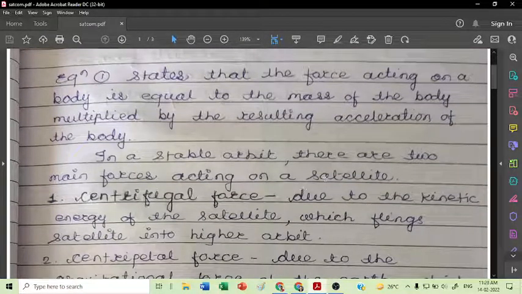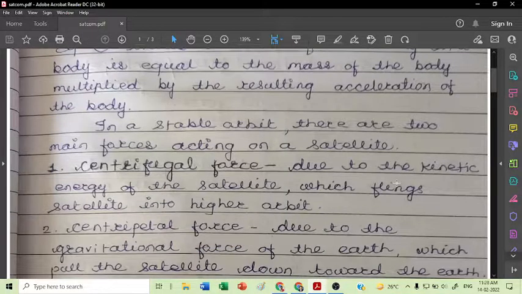In a stable orbit, there are two main forces acting on a satellite. Whenever a satellite is in stable orbit, two forces are acting on it. These two forces are centrifugal force and centripetal force. Centrifugal force is due to the kinetic energy of the satellite, which flings the satellite out into a higher orbit.